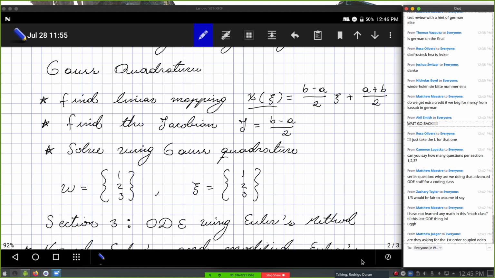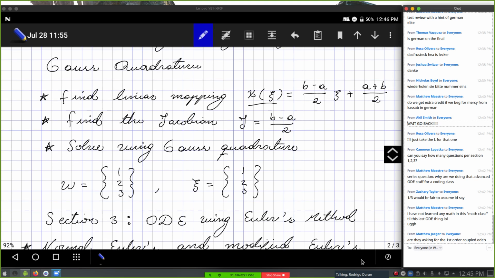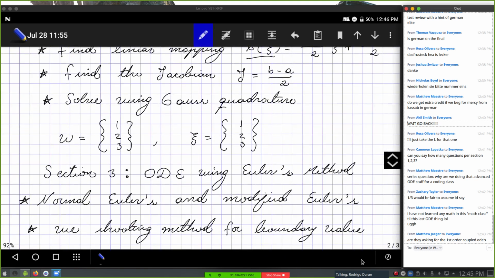Gauss quadrature, I've been telling you guys for a while, make sure you know how to do it by hand. And you have to know how to find the linear mapping, which I believe is the equation. If not, the equation should be provided in the formula sheet. The Jacobian, you have to know how to find the Jacobian, and then you have to know how to actually go ahead and solve for the Gauss quadrature. So they will give you a set of weights and a set of psi values that you have to implement, and you have to carry on the process by hand.